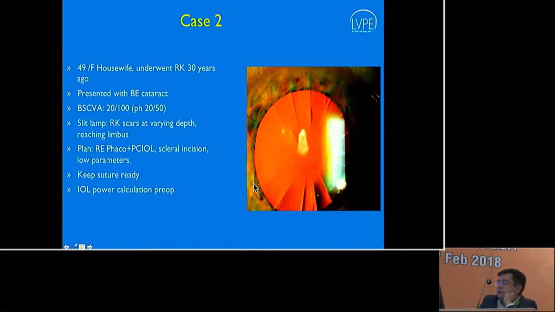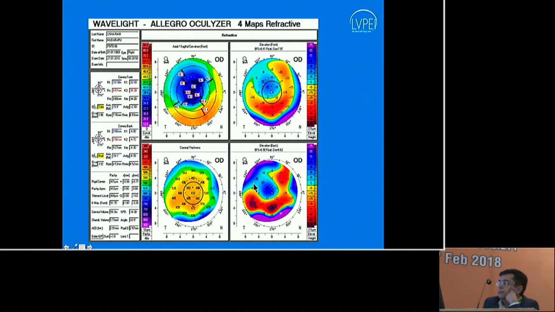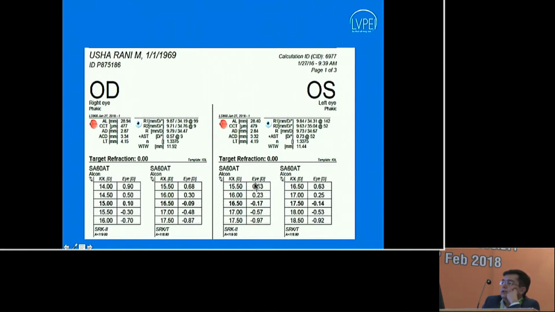This is another case, a 49-year-old housewife who had undergone RK way back about 30 years ago, and she presented with cataract in both eyes with the vision of 20/100, which was improving to 20/50 with pinhole. You can obviously see the RK marks on the cornea. So this was her Oculyzer. If you do a routine A scan, this is what you would see. Your SRK/T gives you about 16, 15.5, and the SRK/T is giving you about 17.0.